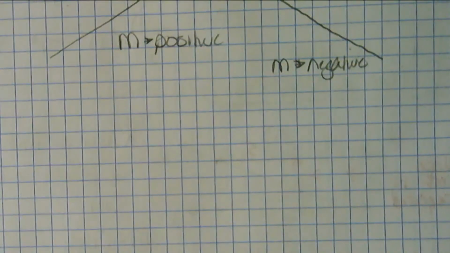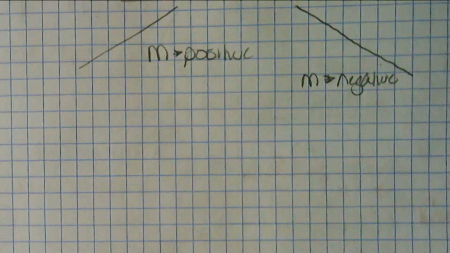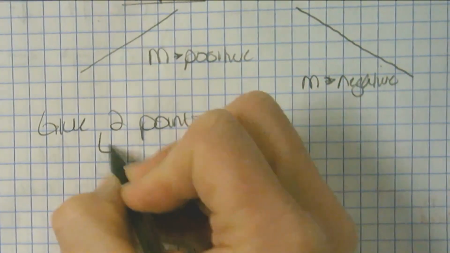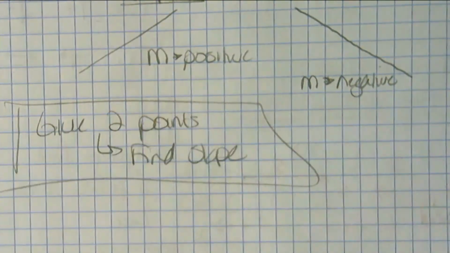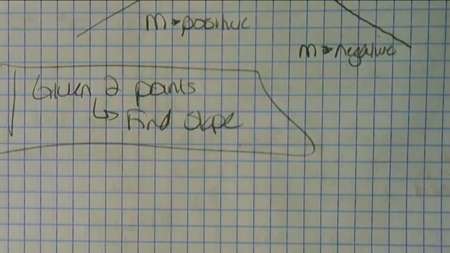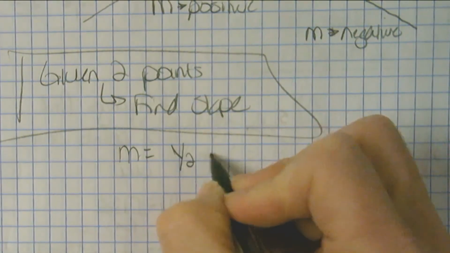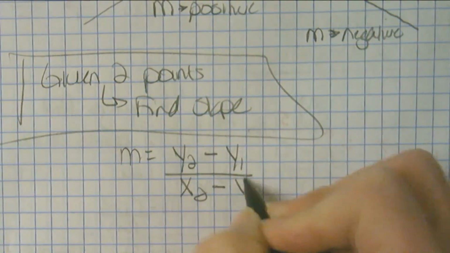I'm sorry. Okay, so slope on a graph, rise over run, you need 2 points. Well, what happens if I don't give you a graph? Let's say that if I give 2 points, I want you to find slope. So if you are given 2 points, just 2 random points, how do I find slope? All right, this is my formula. Slope is going to be y2 minus y1 over x2 minus x1.